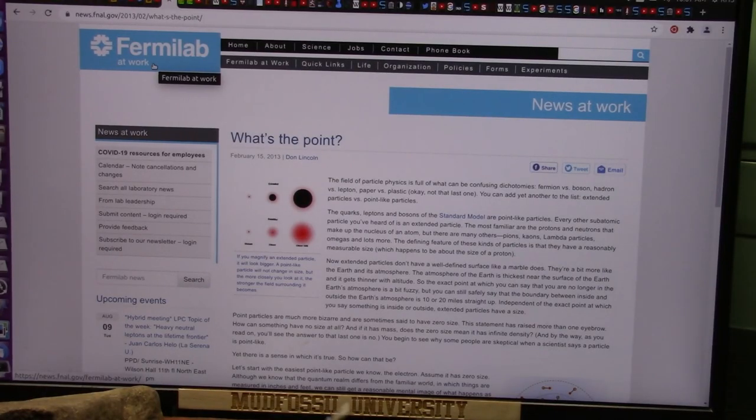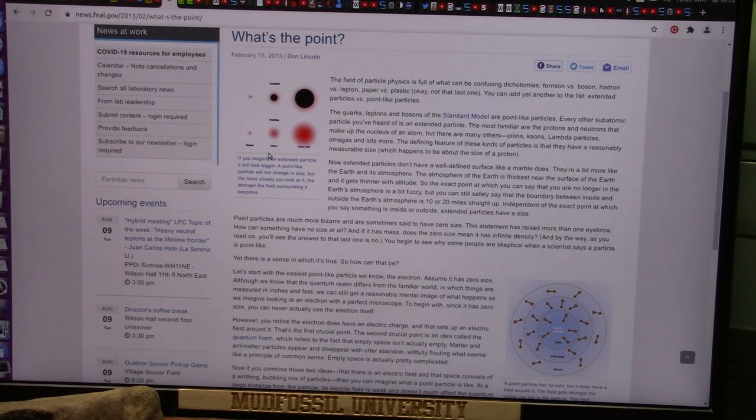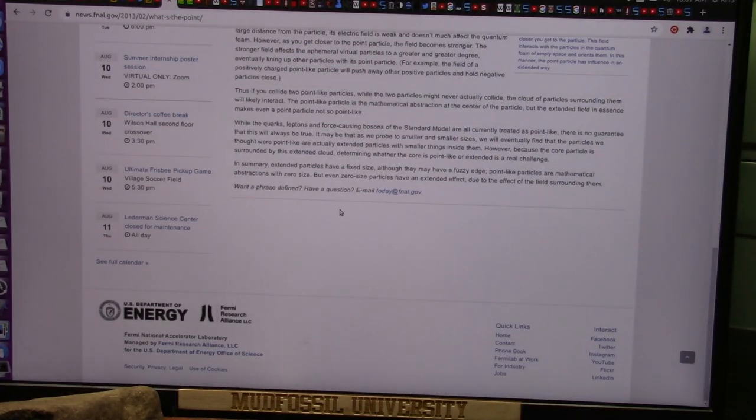Now don't forget, the things I'm talking about are well known. That's the fixed particle, and that is the gooey little white particle I show you. This is Fermilab, Don Lincoln, he's a director down there. And he's asking if I have any questions. Well, I did, and they went unanswered.